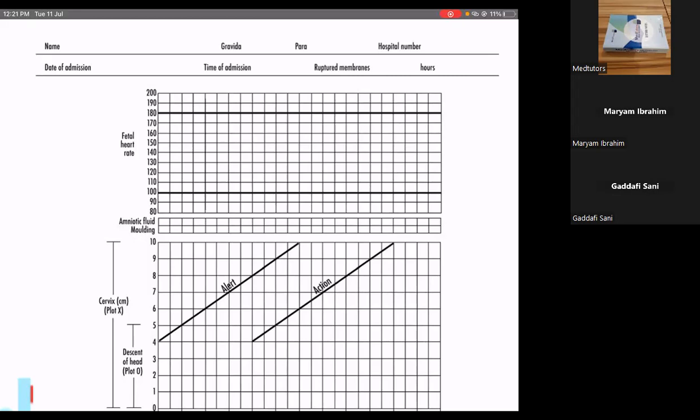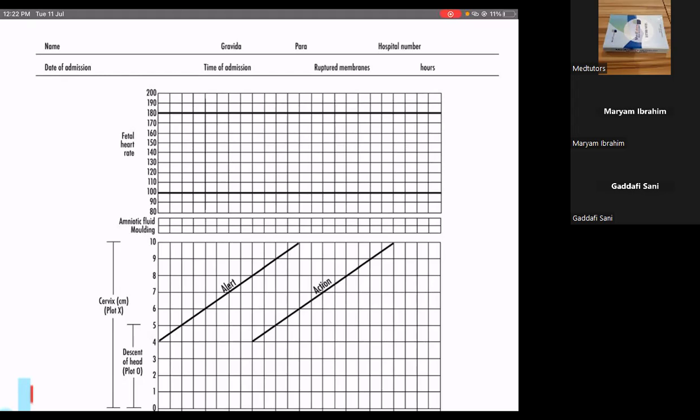So she's Mrs. AB, a 25-year-old gravida 2 para 1, whose hospital number is 321456, who presented to the hospital on 10th of July 2023 at 10 a.m. with complaints of labor pains. So should we plot this information first?